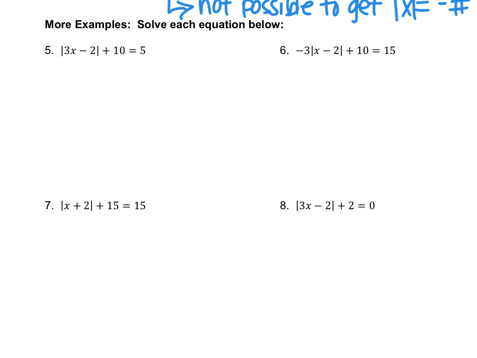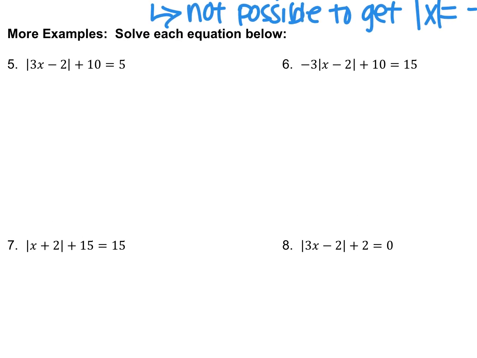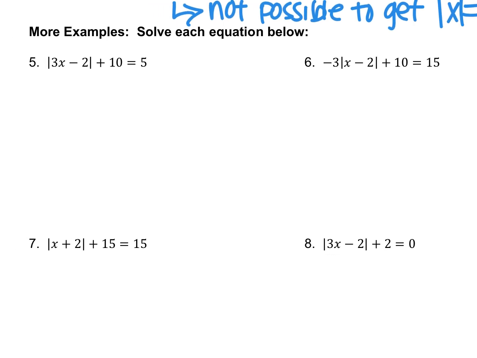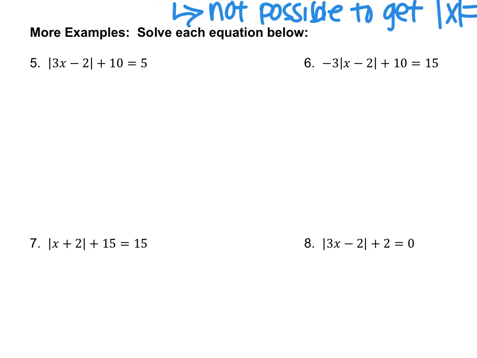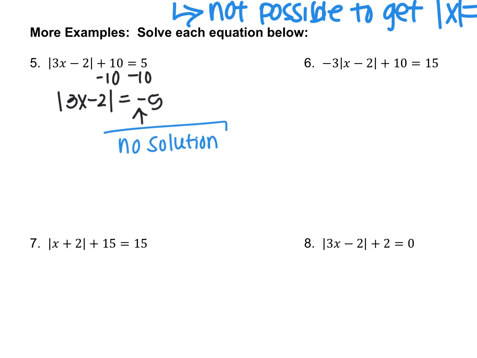So with number 5, before we decide whether we have a positive or a negative, we still have to isolate the absolute value. Nothing changes in our steps here. So I have this plus 10. How am I going to move it to the other side? Subtract it. I'm going to do minus 10, minus 10. So I have absolute value of 3x minus 2 equals 5 minus 10, which is negative 5. That negative tells me no solution. And so I just stop.